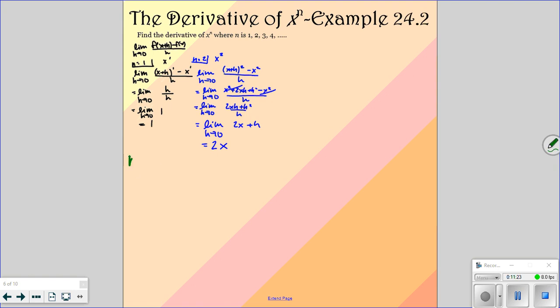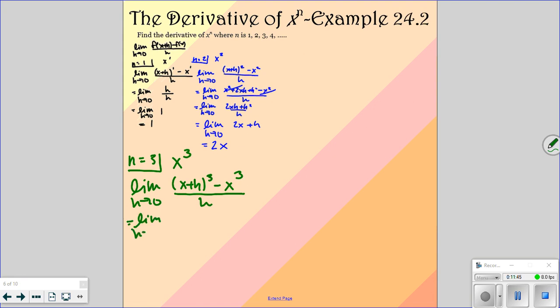So now we're going to do n equals 3. So that would be x to the 3rd. So we're going to do the limit as h approaches 0. And we're going to have (x plus h) to the 3rd, and then minus x to the 3rd, all over h. So you need to distribute. So you would have x cubed plus 3x squared h plus 3xh squared plus h cubed, and then minus x cubed all over h.